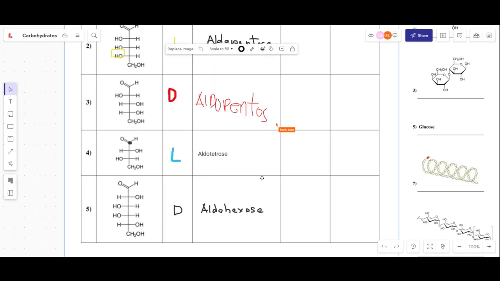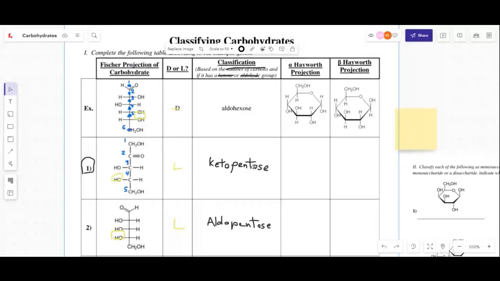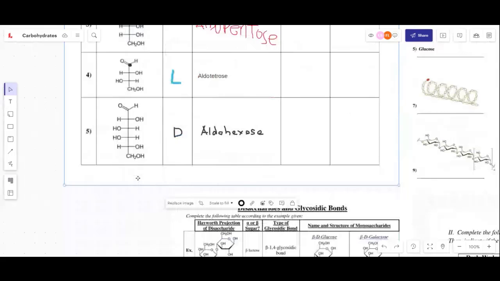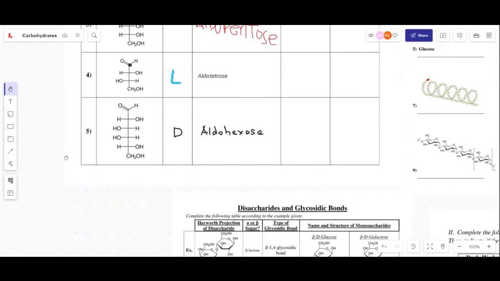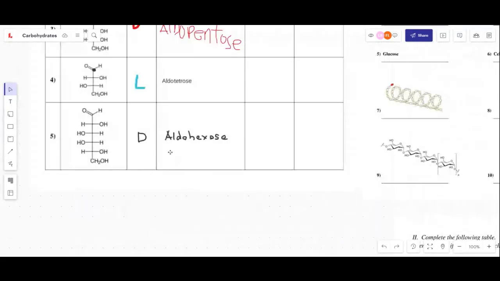So now we have to deal with the Haworth projections. And the Haworth projections are significantly more difficult. Okay. So I'll go ahead and give us an example, and I'm going to move this sheet below down a little bit. All right, I'm going to give 5 as an example, to show you how to do this.